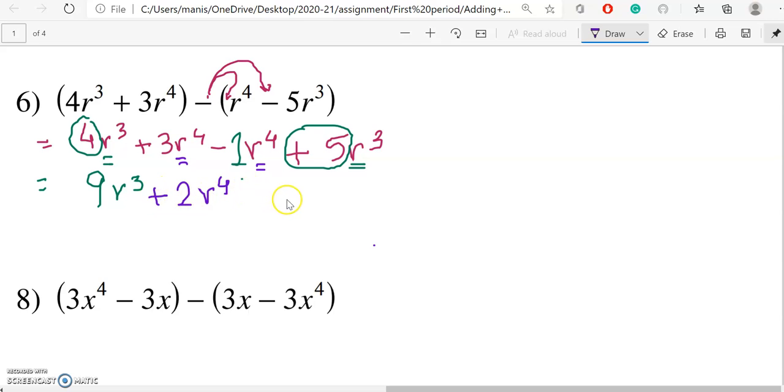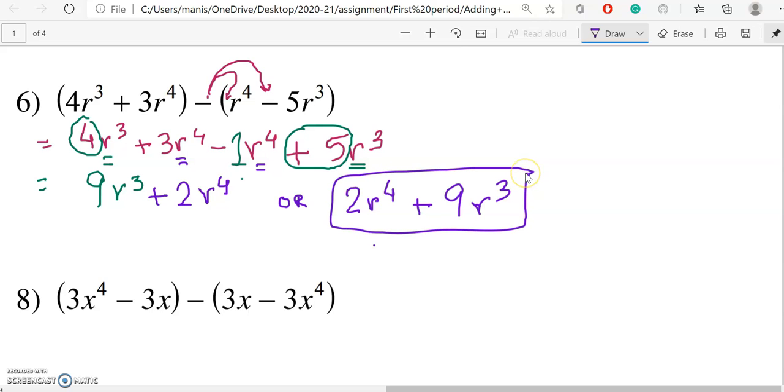This is your answer. But when you write in standard form, you write the term with the highest power first. So r has the highest power, 4, it comes first, and this goes at the back. It's your r to the power 3. So that's your answer over here. So this is your solution.